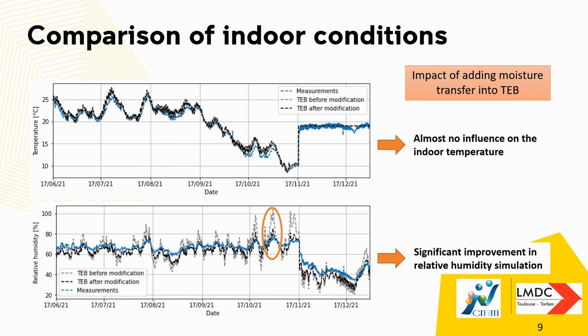The second graph represents the indoor relative humidity. The modification made seems to have a greater impact here. Indeed, taking into account moisture transfer through the wall helps to regulate the indoor relative humidity and avoid peaks. Therefore, this new version of TEB represents a significant improvement in indoor relative humidity simulation and is suitable for the simulation of indoor and urban buildings.